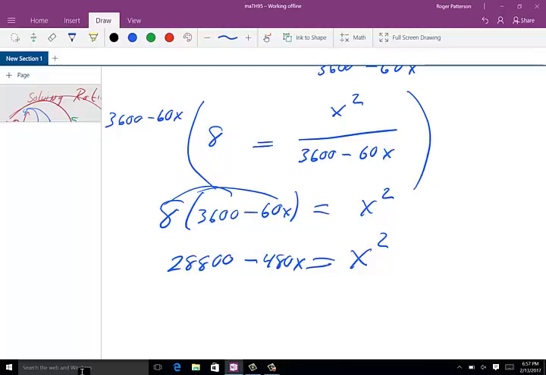Move the... we could set the equation to 0. Got to set the equation equal to 0. What would be best, to move the x squared or the other stuff? The other stuff. Good job. We want to keep that x squared positive, right? 480 minus 28,800.